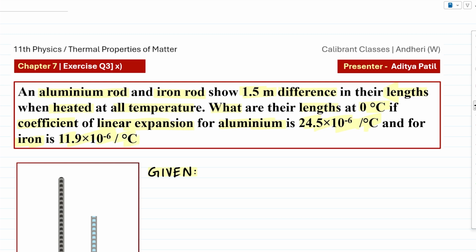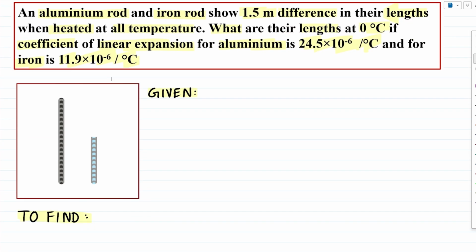Now let's try to understand the same question using our diagram. So we have two rods, out of which one rod is made of the material iron and the second rod is made up of the material aluminium. Now the question speaks of a very unique condition.